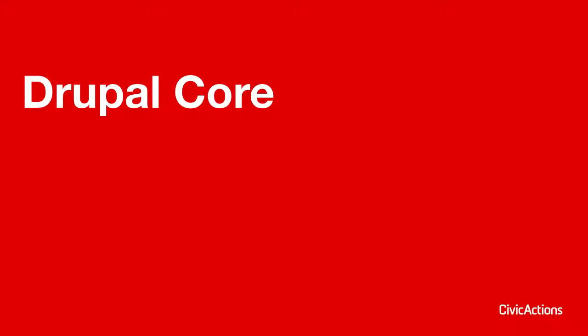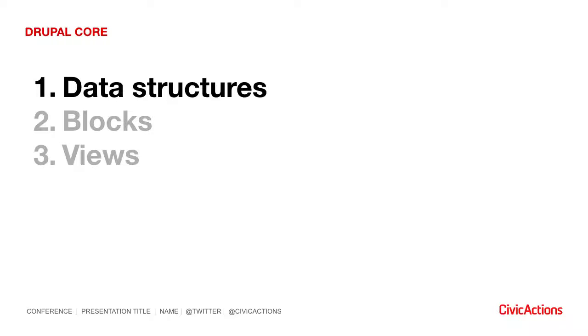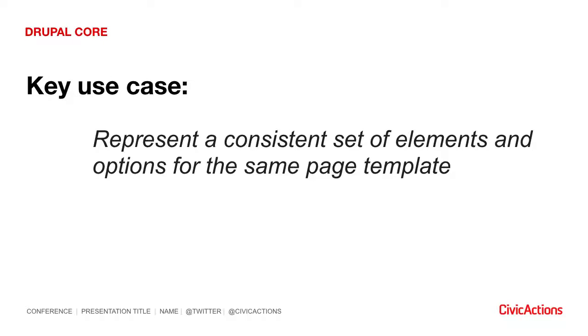So we started by looking at Drupal 8 core and seeing, well, what tools or what parts of Drupal core help as part of this problem space? And you guys shouldn't be surprised by really any of this. The first one are basically the data structures that you typically have on a Drupal site. And the key use case that we're trying to capture with these data structures is this. We want to represent a consistent set of elements and options for the same page template, okay? That's the key part of the sentence there.